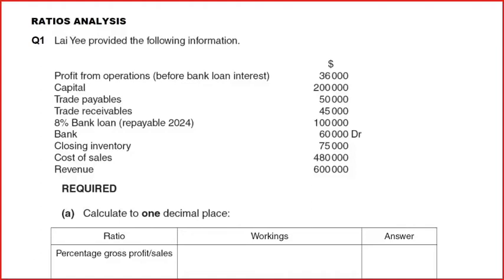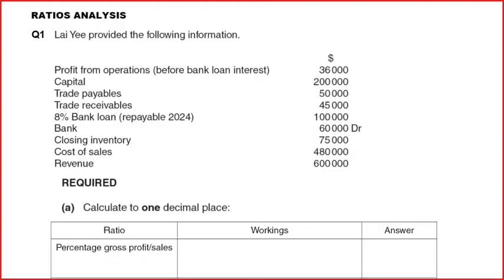Lai Yee is provided the following information. There is some information given. Profit from operations before bank loan interest is 36,000. Basically, this is operating profit, or the profit which is before interest.